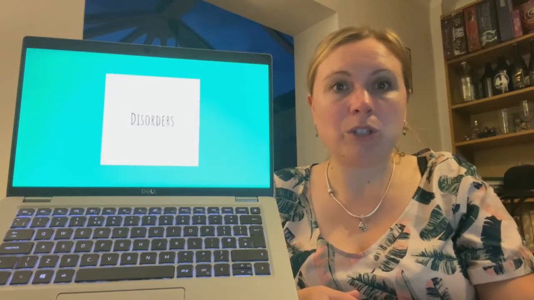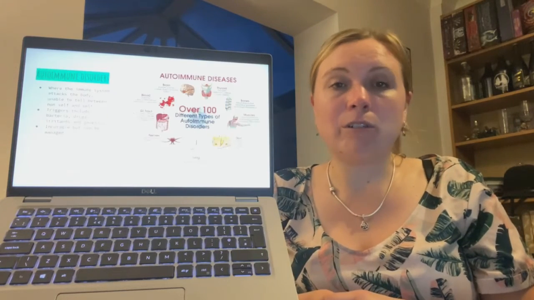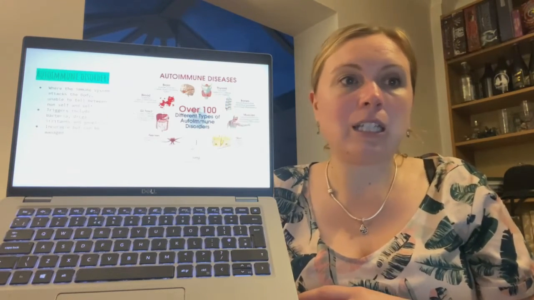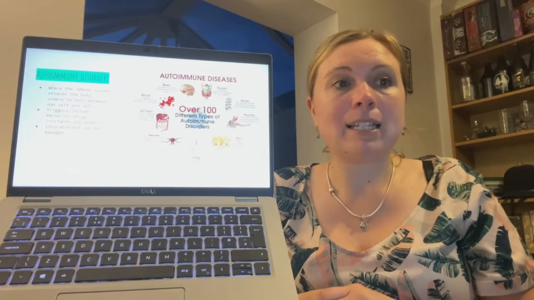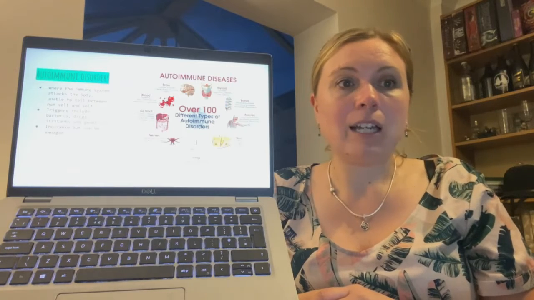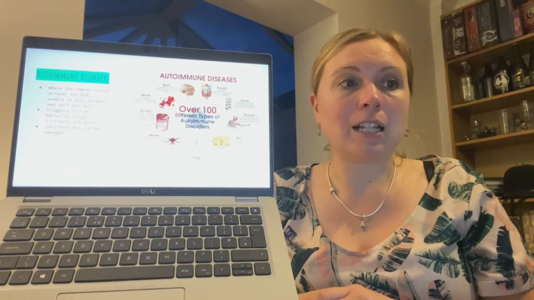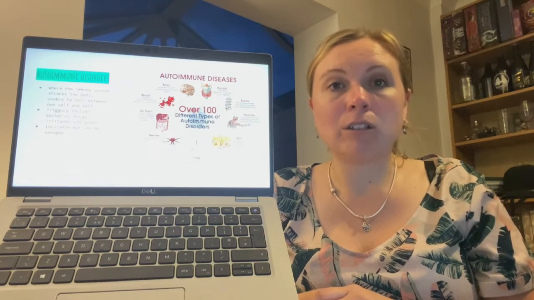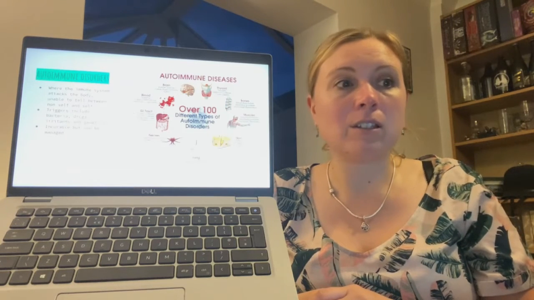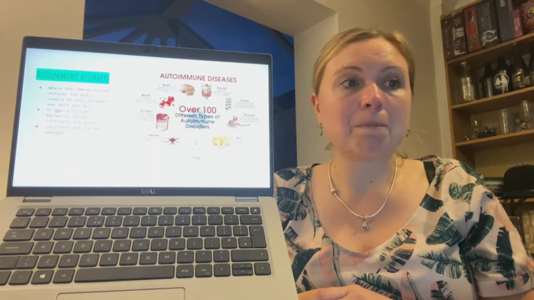Now we have disorders. There are over 100 autoimmune disorders as demonstrated in the image. This is where the immune system attacks the body because it cannot distinguish it as self. It sees it as non-self and produces antibodies to attack its own tissues. It can be triggered by bacteria, drugs, environmental and chemical irritants, as well as genetics.